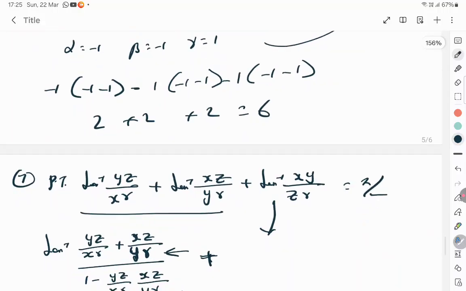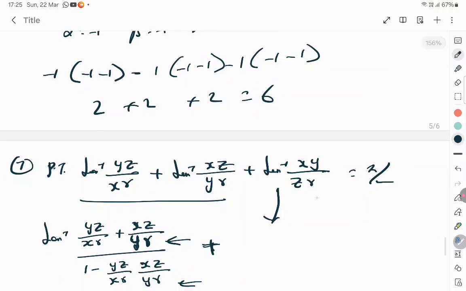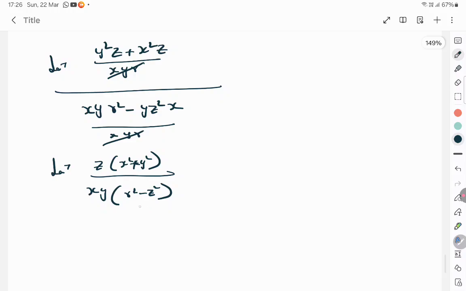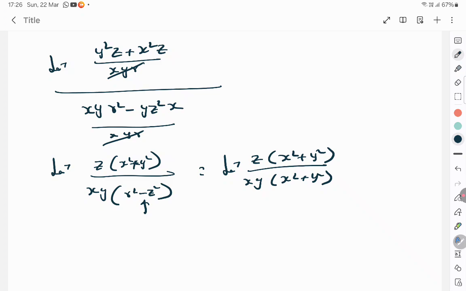Coming back to the question, I missed out saying one thing. In this sum, they would have given one case, given that x square plus y square plus z square is equal to r square. So wherever you see r square minus z square, you can write it as x square plus y square. So this is going to become tan inverse of z times x square plus y square by xy into x square plus y square.